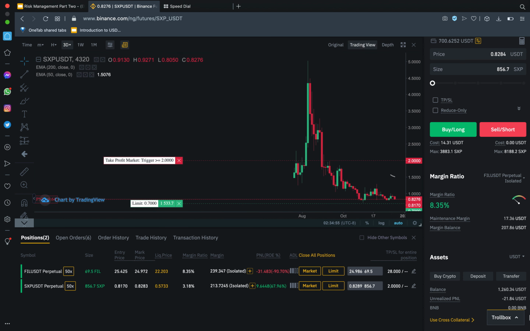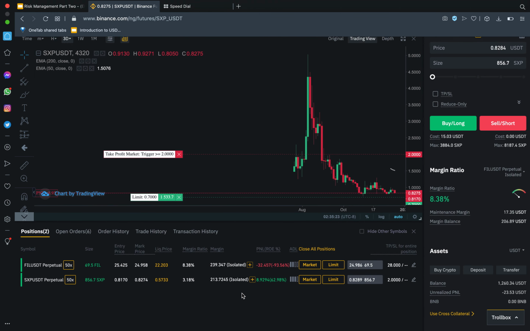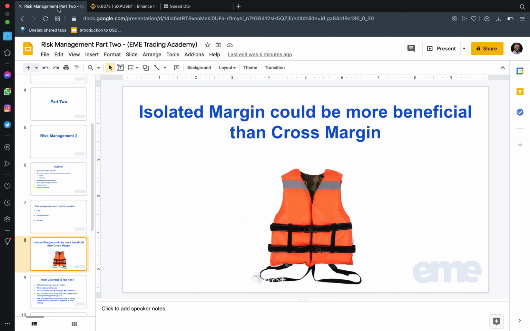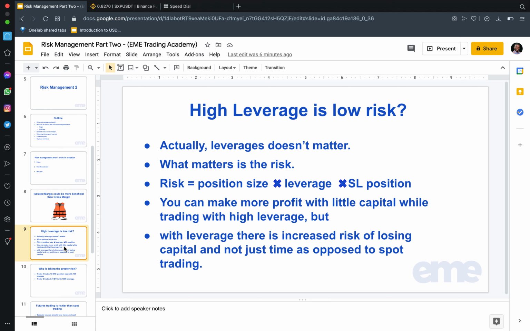You would notice that the balance here is 1,260. So you can see that definitely this account is not following proper risk management, because if it was, I should not be risking so much. I shouldn't be risking $238 or $213, right? But this is just for the sake of this tutorial. Now, next question, next slide, guys.